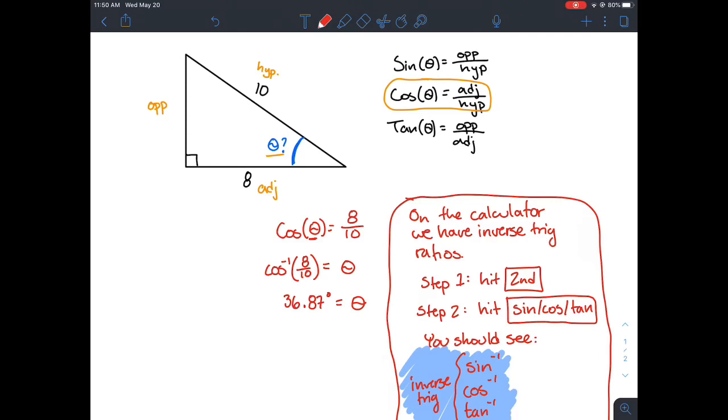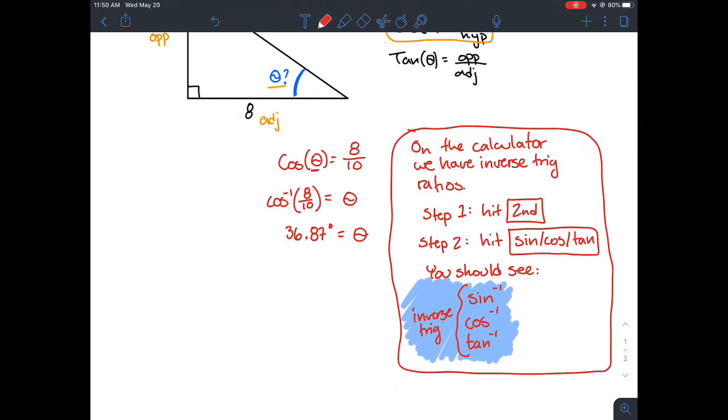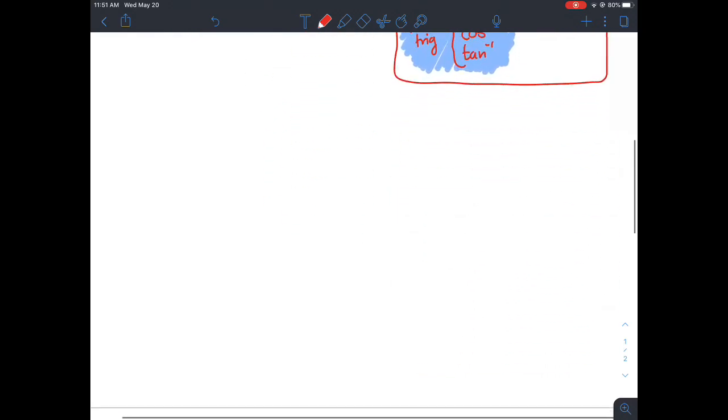So in this case, like we said, it would have been cosine because we have adjacent and hypotenuse. We plug that into the calculator with the inverse trig function. Then we plug in the ratio that we got, and that'll spit out our degrees. So let's do a couple practice problems here.